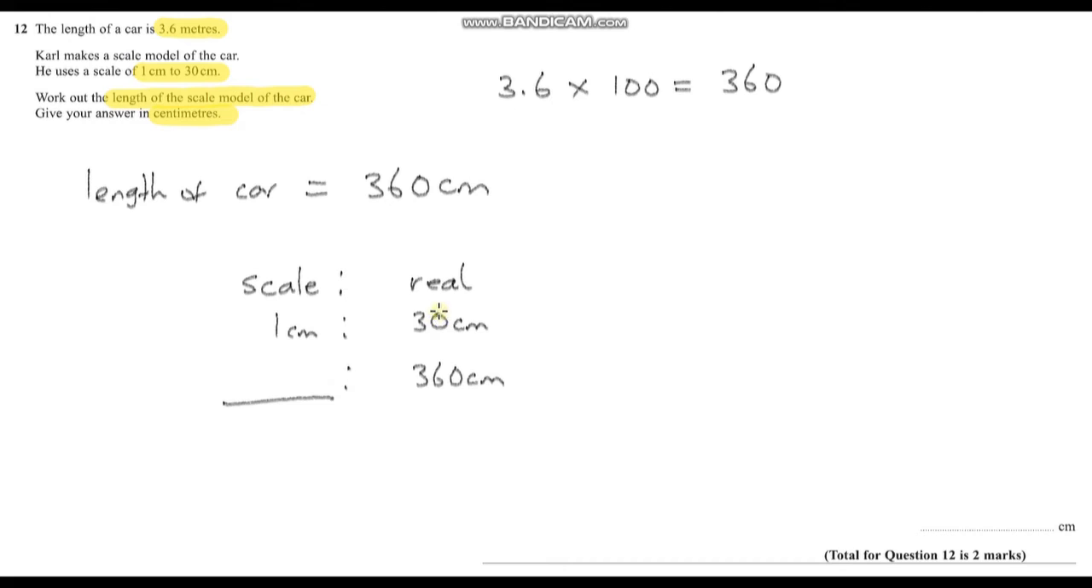There's a couple of ways we could do this. The way I'm thinking is that to go from real life to the scale, we divide by 30. It's 30 times smaller. So if we just divide this by 30, that will give us the scale. 360 divided by 30 is 12 centimeters. And it asks us for the answer in centimeters, so we're all good there. So our answer is 12.